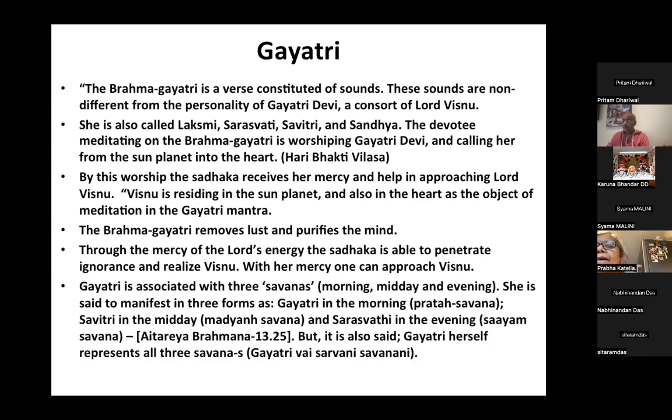Gayatri is associated with three savanas, morning, midday, and evening. She is said to manifest in three forms: as Gayatri in the morning, Pratah Savana, Savitri in the midday, Madhyandina Savana, and Saraswati in the evening, Sayam Savana. Aitareya Brahmana 13.25. But it is also said Gayatri herself represents all three savanas. Gayatri vai sarvani savanani.